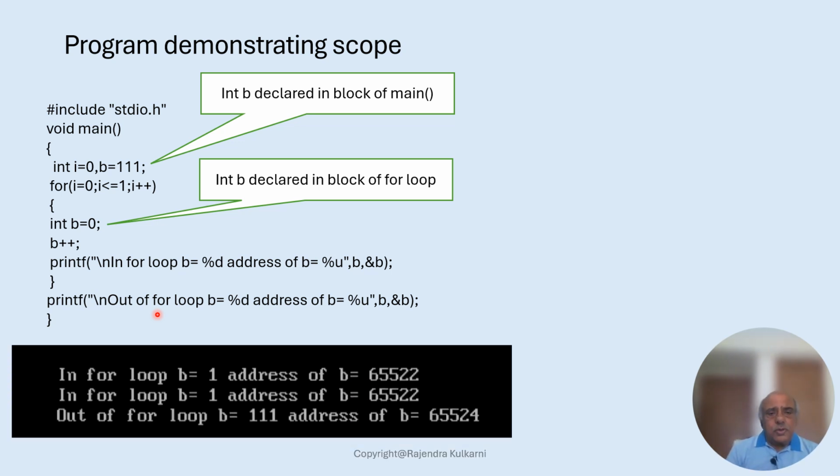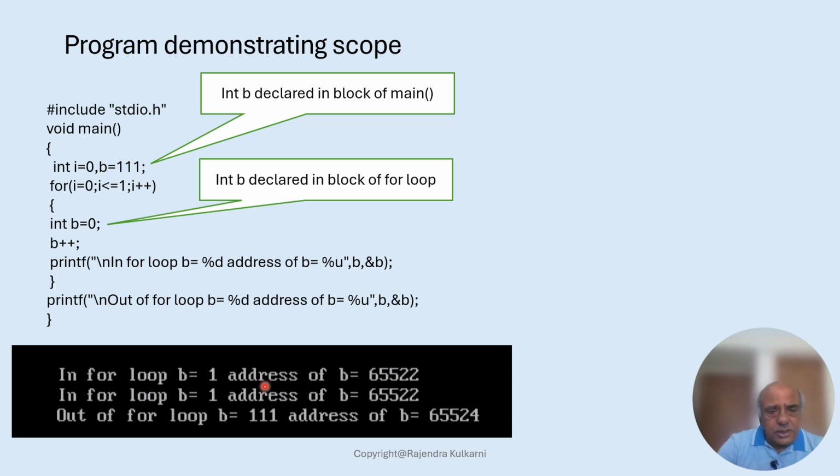The program output is, in for loop b is equal to 1, address of b is equal to 65522. This happens twice, this printf statement executes twice because the for loop goes for 2 iterations. We have seen here i is less than or equal to 1. First when it is 0 it will iterate, then when it is 1 it will iterate, and when i becomes 2 it will come out of the loop. Out of for loop b is equal to 111, address of b is equal to 65524.